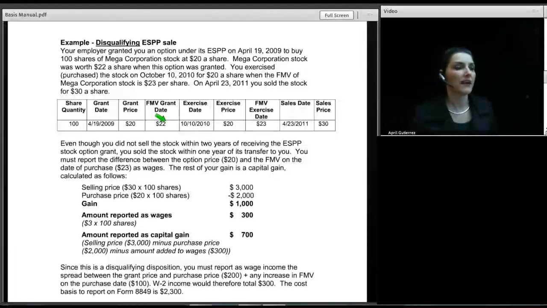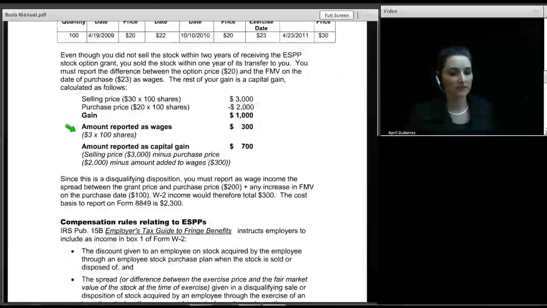And that's affecting what we enter on the Schedule D. So in this illustration, our cost is going to be $23 per share because $3 a share has to get added to our wages. So the selling price is $30, giving us $3,000, and the purchase price is still $2,000. The gain is still $1,000, but how it's reported is different. $300 is going to get added to my payroll. $700 is going to be reported as a capital gain, and that means my cost basis is, of course, $2,300.